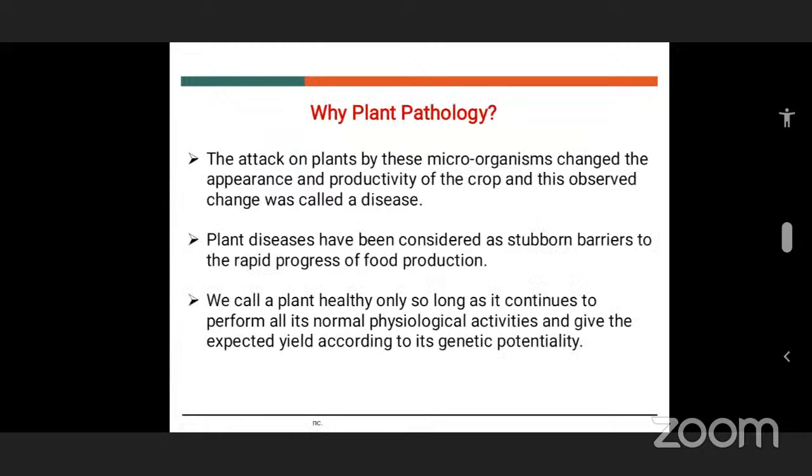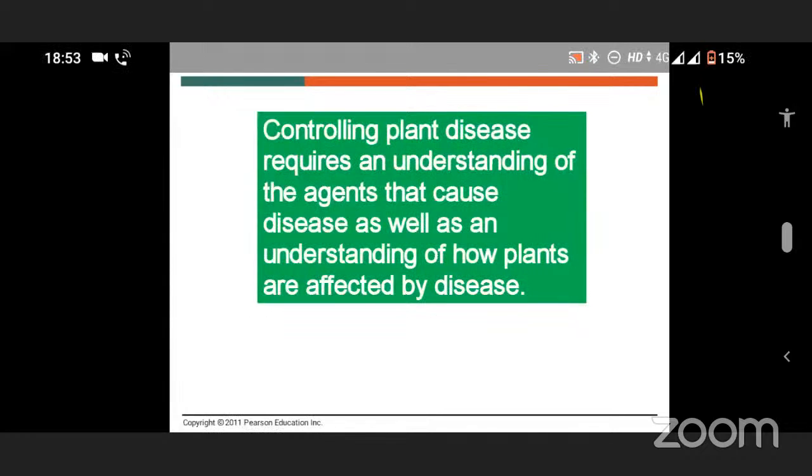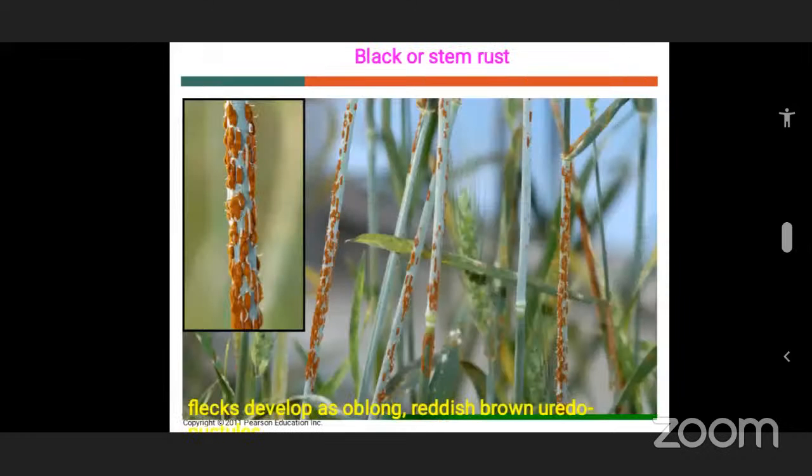Related to this, what is the causal organism for the black stem rust disease? And also, how could you identify it? There is a development of flecks, which are oblong-shaped structures.